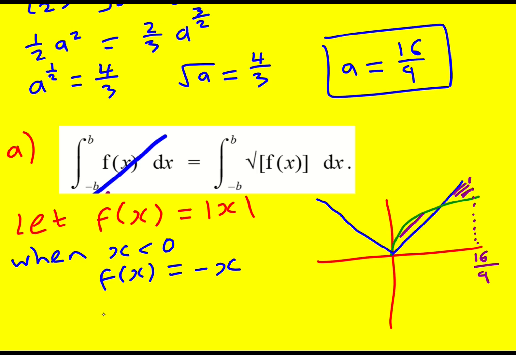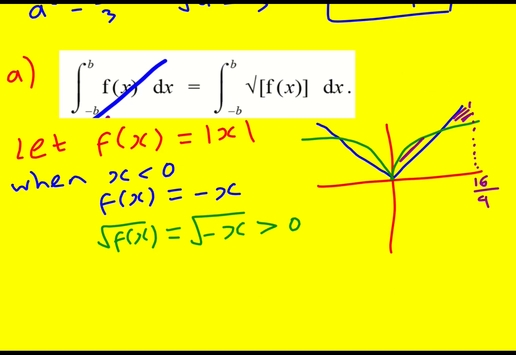And the square root of f of x will equal the square root of minus x, but this will be greater than 0 now. This will exist. It would actually just look like this. It would be a reflection. And therefore, due to symmetry, we'll get this area here and this area here at minus 16 over 9.